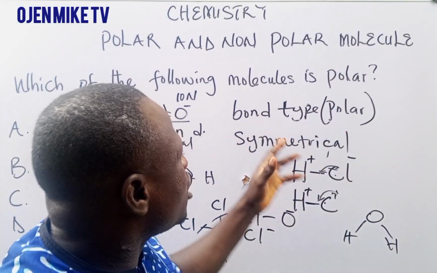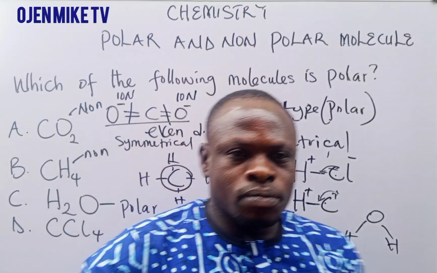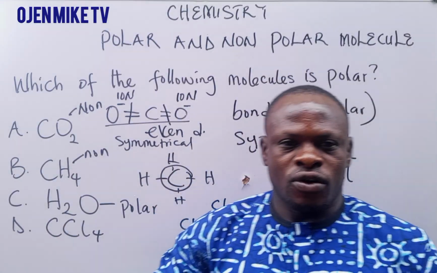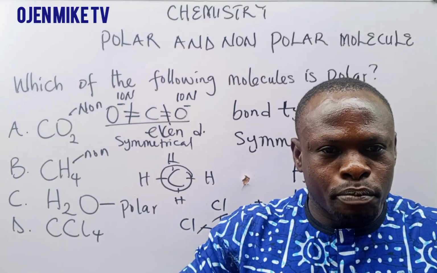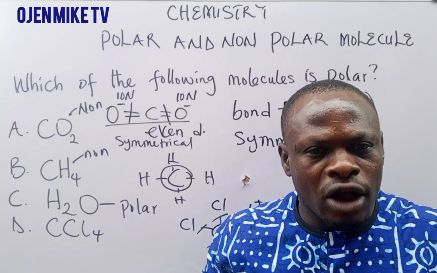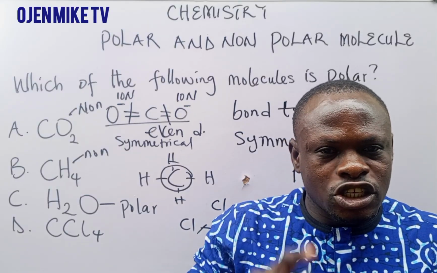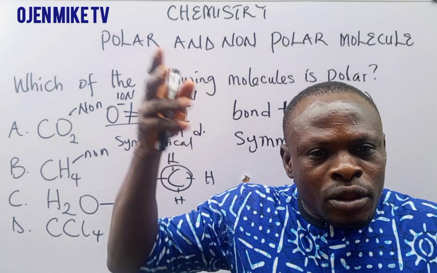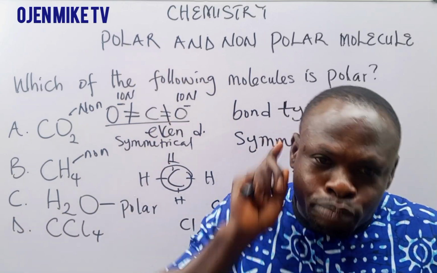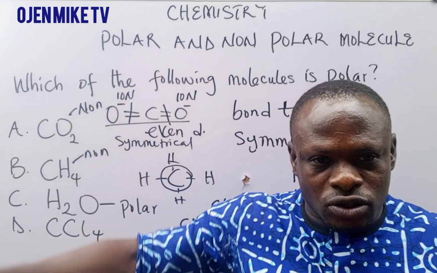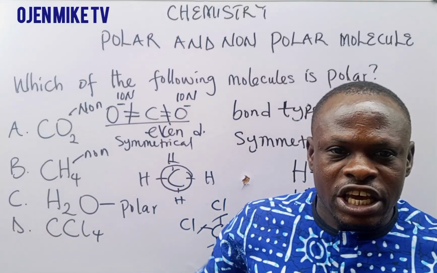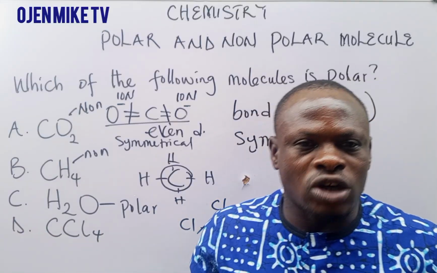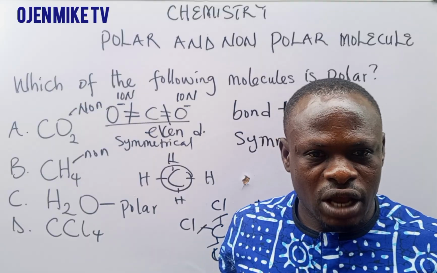In a nutshell, if you want to know the polarity or non-polarity of a molecule, check one: look at the bond type. Is the bond polar or non-polar? If it is polar, the molecule may be polar. But then you need to consider the second factor. The second factor is symmetry, the shape of the molecule. Is the shape of the molecule symmetrical or non-symmetrical? Are you following?